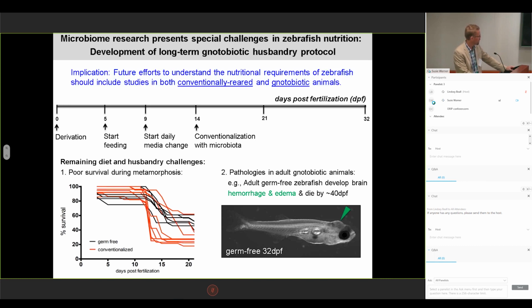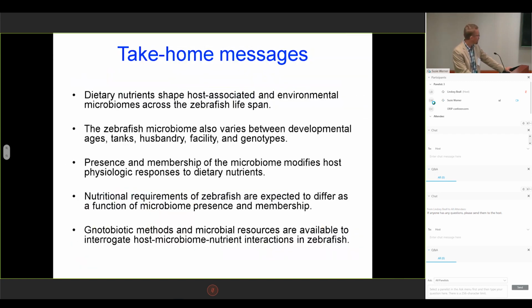So again, as we think about how to understand the nutritional requirements of conventionally reared zebrafish, I would argue that, at least for my part of this field, there's a lot of interest in understanding how those nutritional requirements change when microbes are not around. These are just the take-home messages.